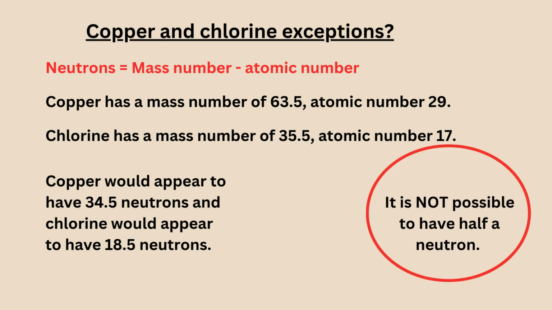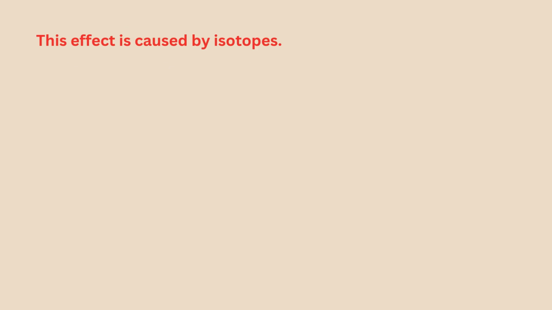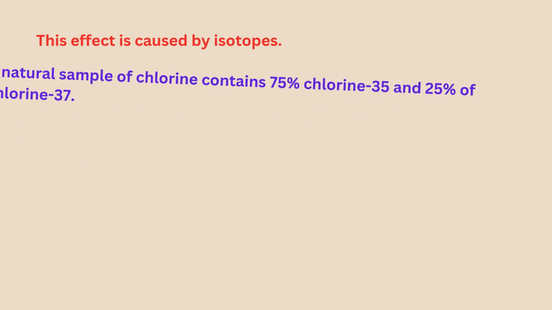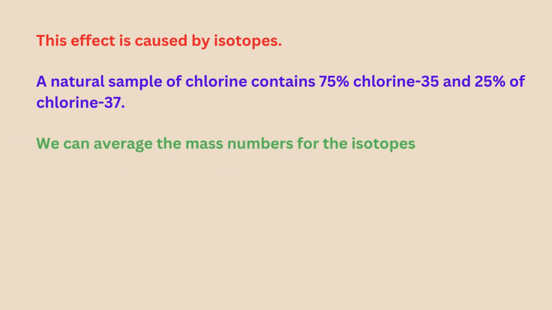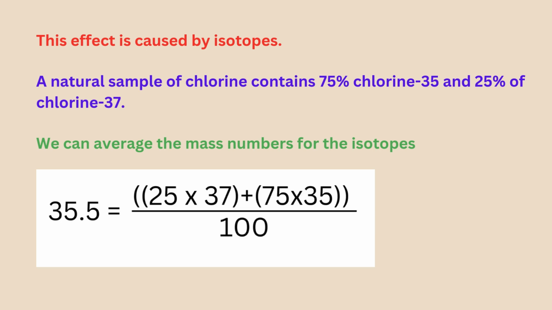It is not possible to have half a neutron. This effect is caused by isotopes. A natural sample of chlorine contains 75% chlorine 35 and 25% of chlorine 37, and we can average the mass numbers for these isotopes, taking into account the amount of each present. So we do 25% times 37 plus 75% times 35, all divided by 100 gives an average of 35.5, and a similar case occurs for copper.